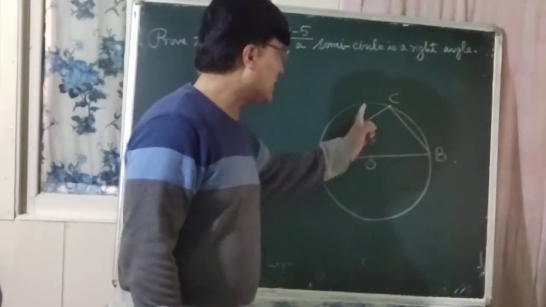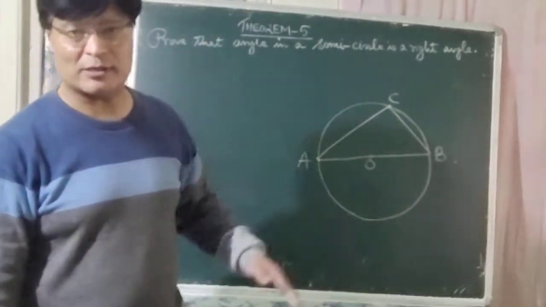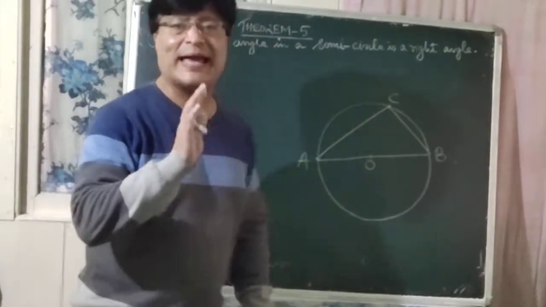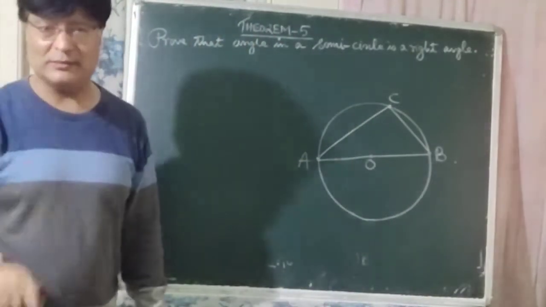So your angle ACB is drawn in the semicircle. That's why this is known as angle ACB is the angle in the semicircle.